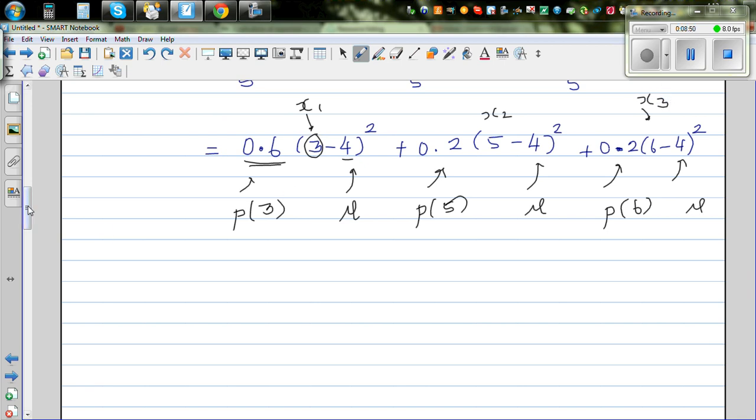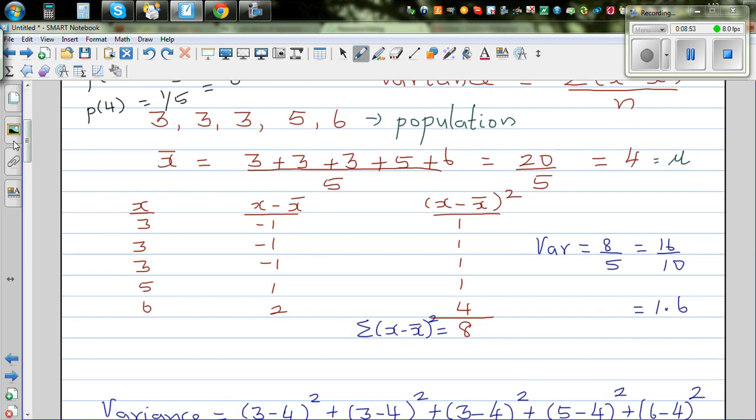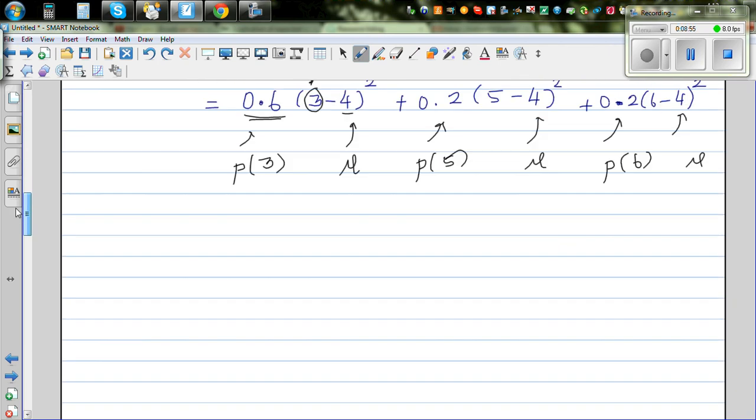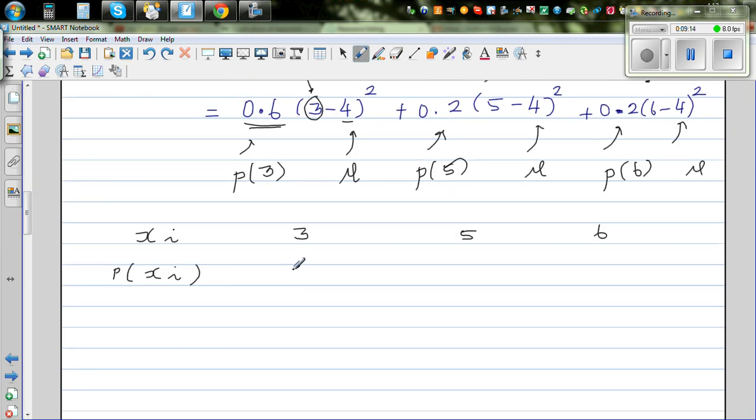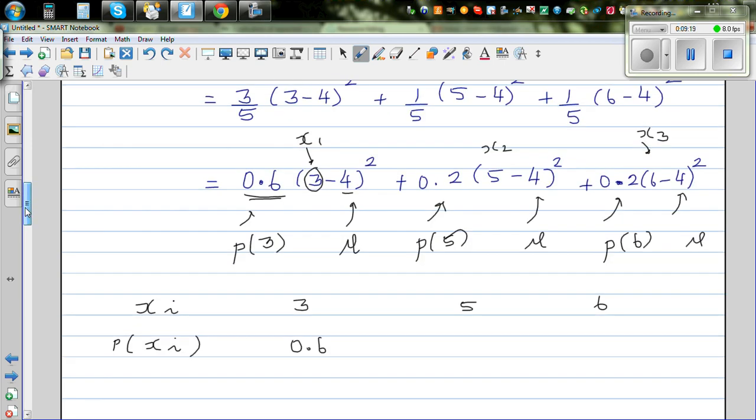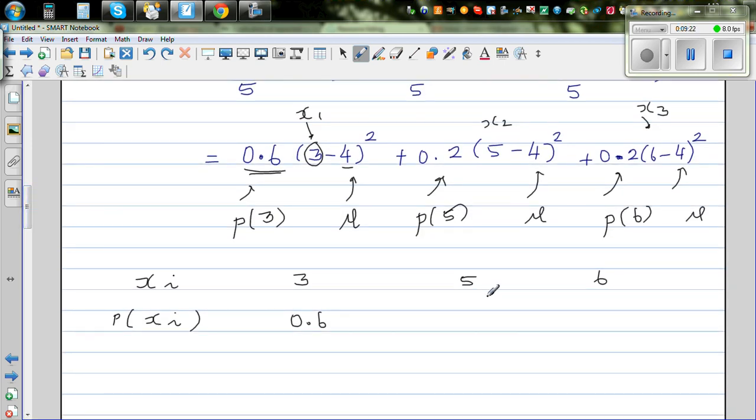Okay, now the same data can be written like this. If you change this into a probability distribution, you can make up two columns: xi, you've got 3, 5, and 6. And your probability, P of xi. The probability of getting 3 is 0.6, the probability of getting 5 is 0.2, and the probability of getting 6 is again 0.2.